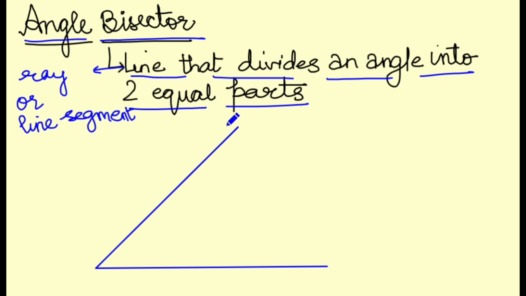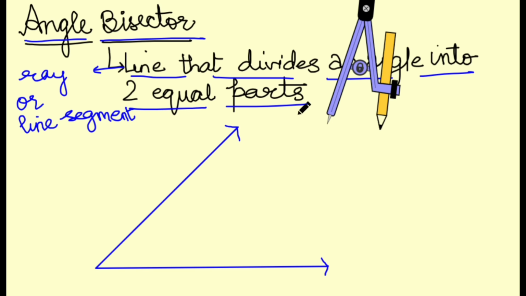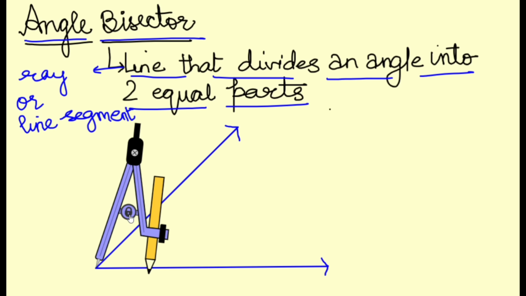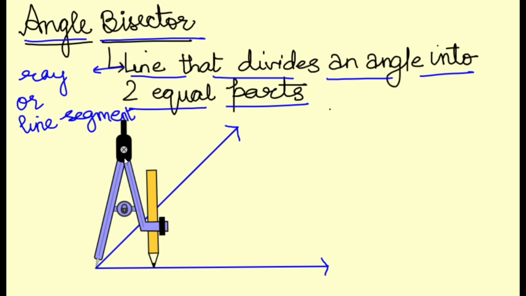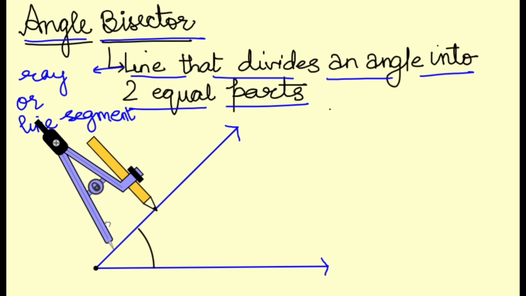So let's take one angle here. I have taken one random angle without any measurement. So now I'll take my compass here. I'll put my compass on the vertex of the angle. I hope you all know what the vertex of the angle is, from where the two rays pass and form an angle. From there we will make an arc from one arm, the initial arm, to the final arm. So like this, the way I have shown on the screen, I have made one arc.